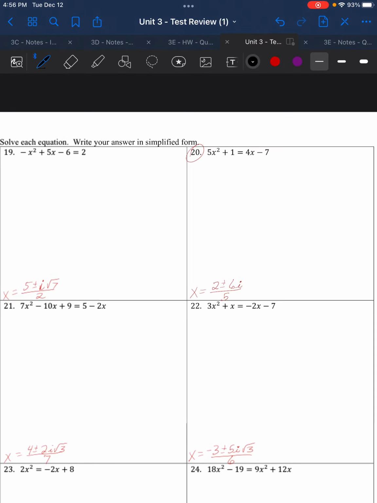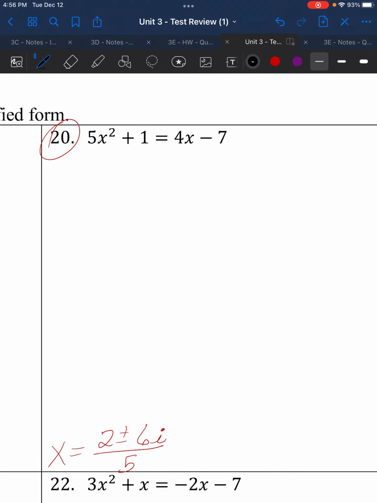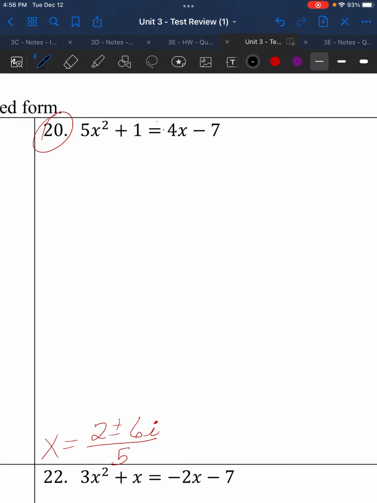So I can't do this by the square root method. Looks like I want to do it by solving each equation. So let's see. Let's move all the terms to one side. Let's see what we got. 7 and 1 are like terms.